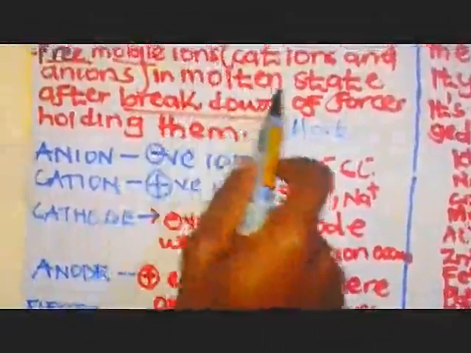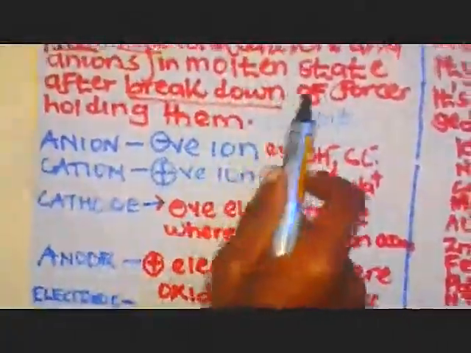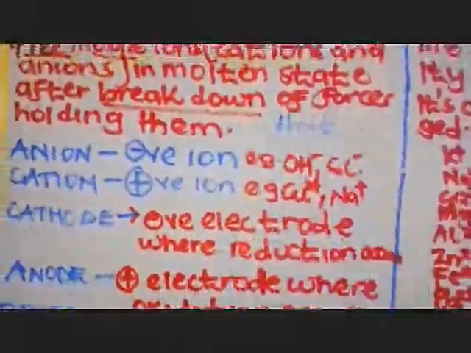That in a solid state, the cations and anions are not free. They are being held by strong forces of attraction. But in the molten state, it is conducting because the cations and the anions are free, because the forces holding them are broken down by heating or by dissolving in water.